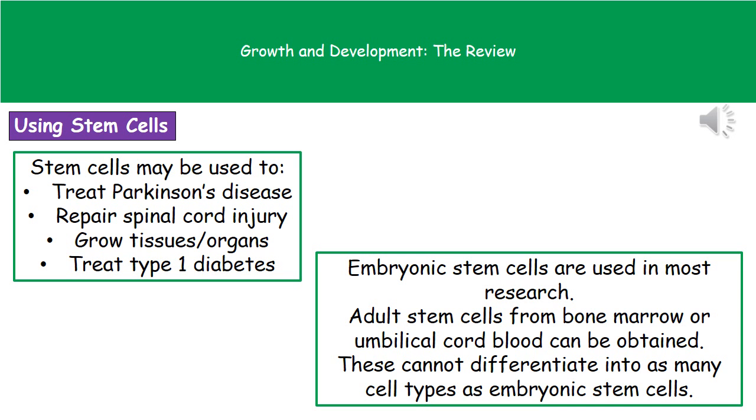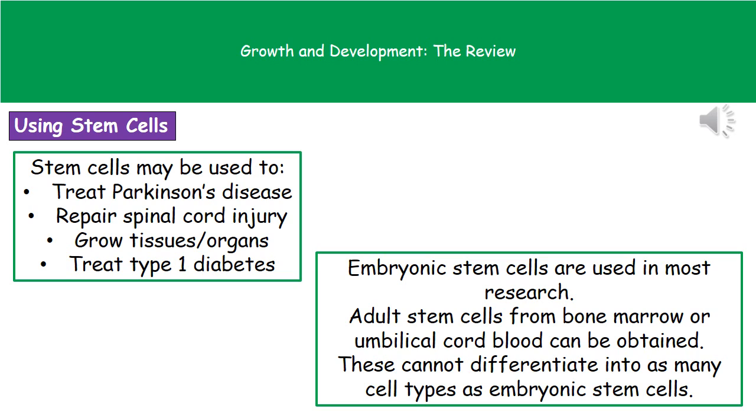So we've mentioned these things called stem cells, which are the undifferentiated cells that have the ability to become any type of cell. One thing that people are thinking about doing is using stem cells in medical treatments. They might be able to treat Parkinson's disease. They might be able to repair spinal cord injuries in those people who have been paralysed in some way. We could even potentially grow entire tissues or organs for transplant. And finally, we could potentially treat type 1 diabetes without the need for people to keep taking injections.